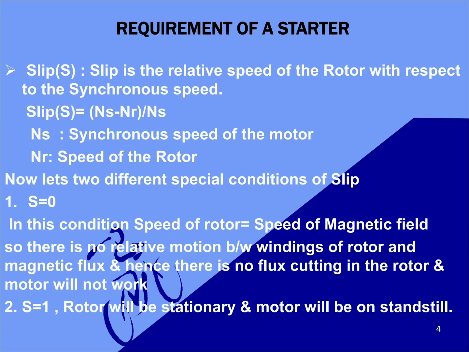Now let's see the other term, slip. Slip is the relative speed of the rotor with respect to the synchronous speed, given by the formula Ns minus Nr by Ns. Ns is the synchronous speed of the motor and Nr is the speed of the rotor. Now let's see two special conditions. When S is equal to 0, the speed of the rotor and the magnetic field will be the same. In this condition, no relative speed will be there and no flux cutting will be there. Hence the motor will be at standstill. When S is equal to 1 also, the motor will be in standstill condition.